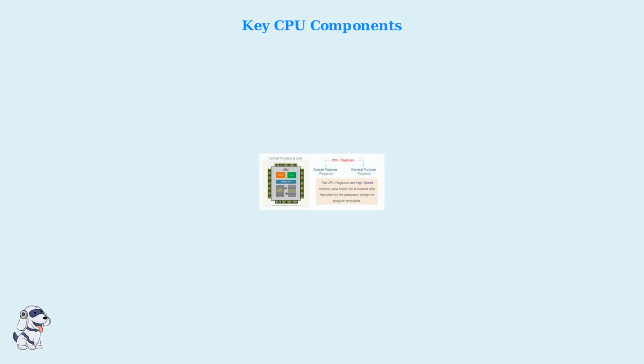The CPU, or Central Processing Unit, is often called the brain of your computer. It's responsible for executing every instruction that makes your programs run. The CPU contains several key components that work together. Let's examine the main parts: the Arithmetic Logic Unit, the Control Unit, and the registers.